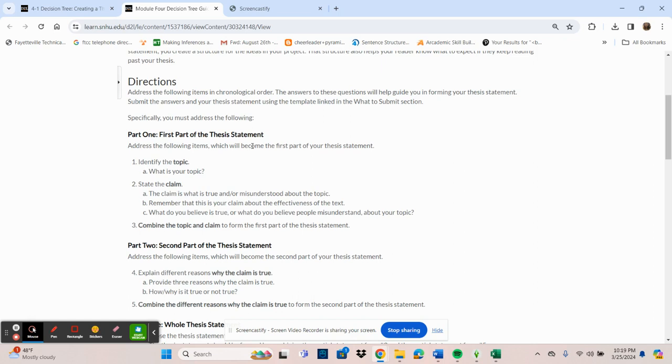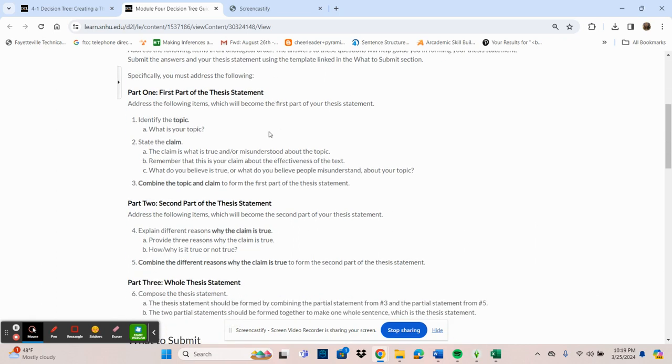Remember, guys, your thesis has two parts, and this worksheet or template breaks it down so that you can do part 1 first, part 2, and then put them together. So, for part 1, you want to identify your topic. It says, what is your topic? You're going to write your topic here.